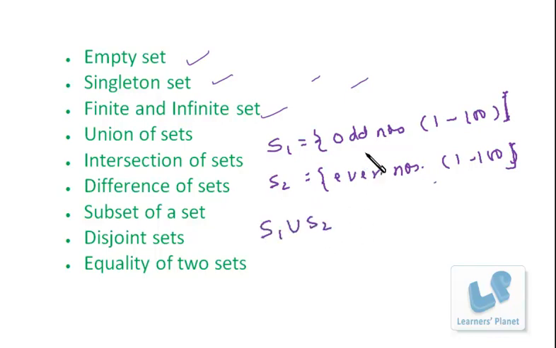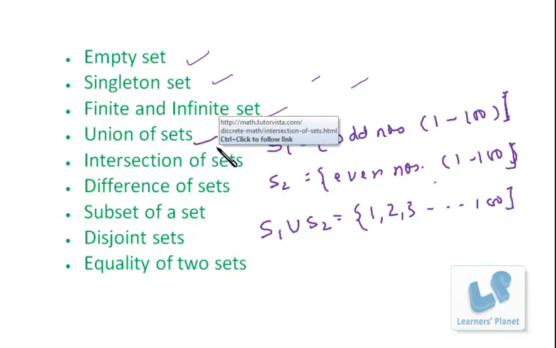What will be the union? All the odd numbers as well as even numbers from 1 to 100. So what will the answer be? 1, 2, 3 till 100, right? That means the natural numbers, or we can say the positive integers from 1 to 100, both inclusive, right? So this is set S1, this is set S2, and this is set S1 union S2. So that is from 1 to 100. So that is union of sets.